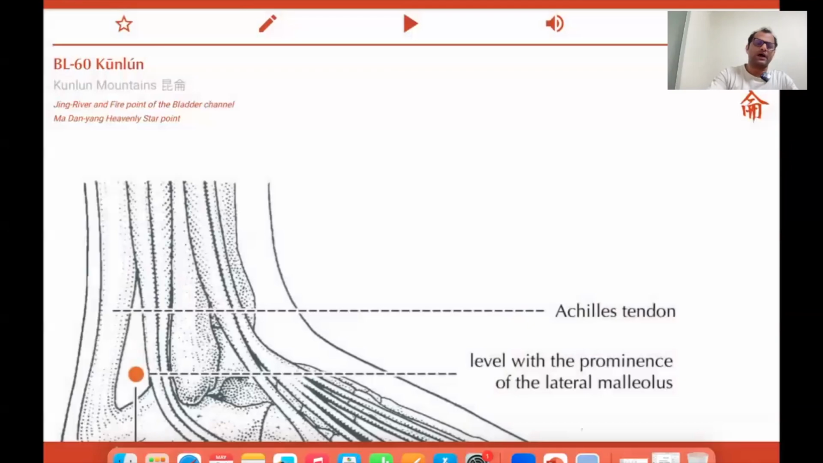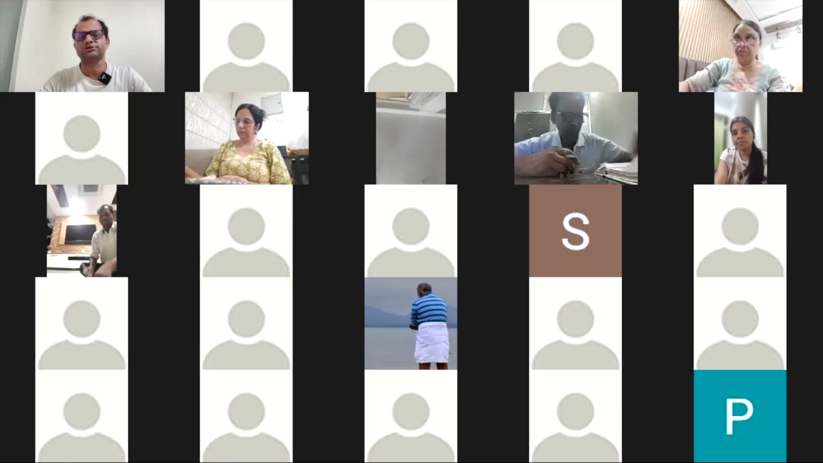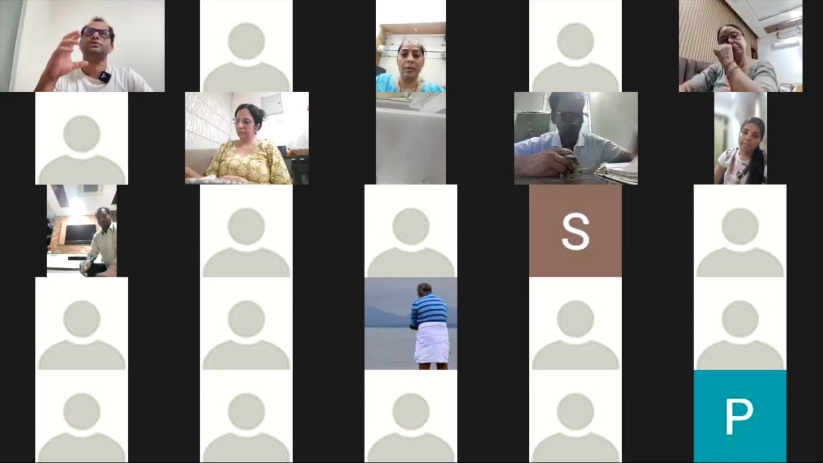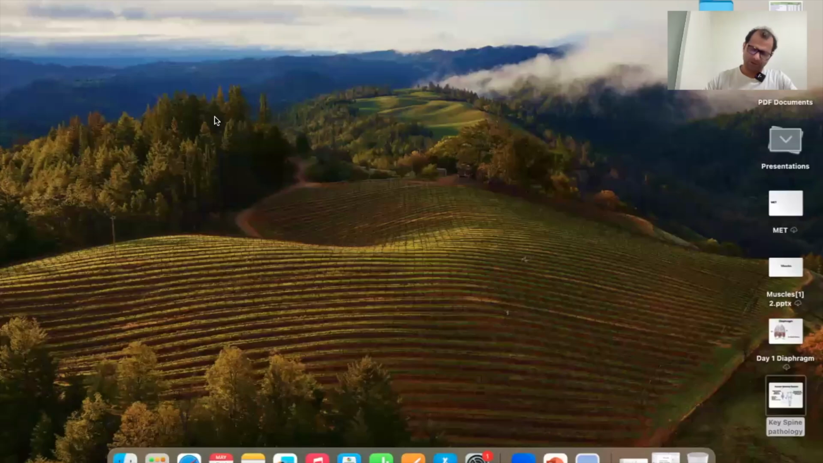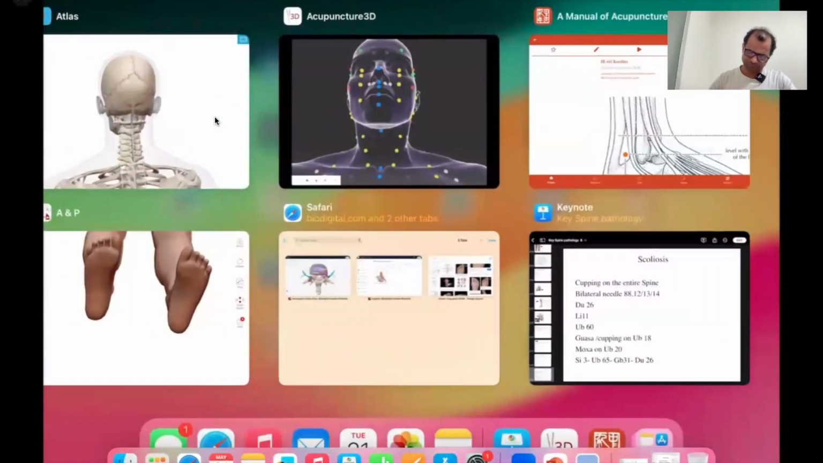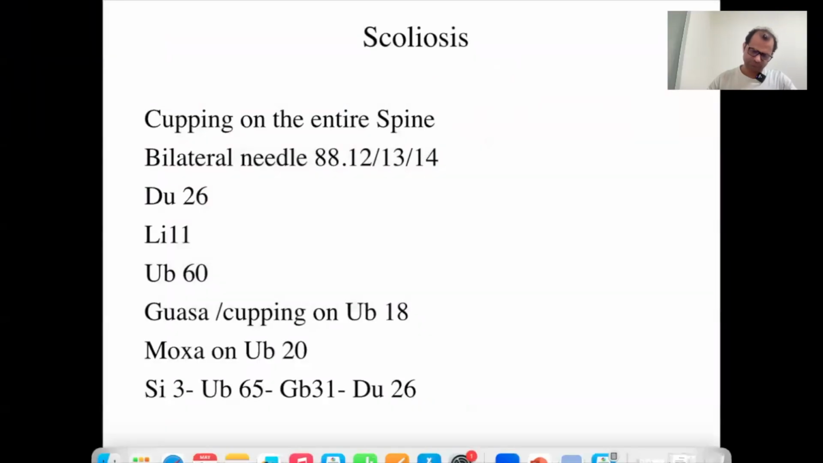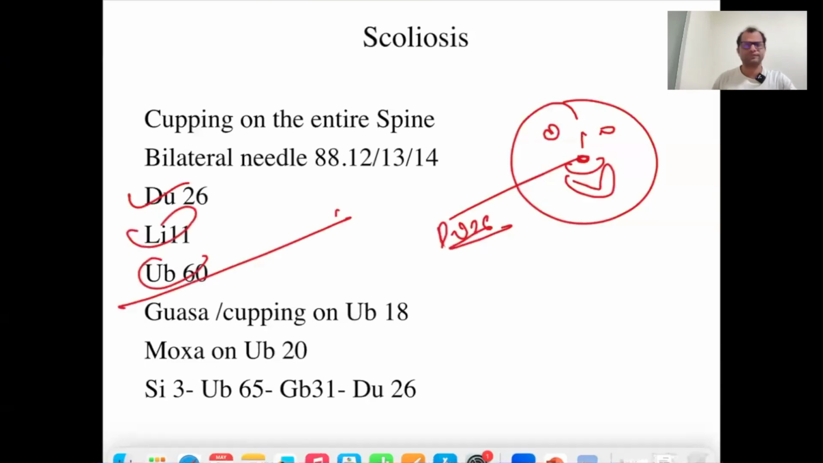फिर अलग अलग सिटिंग में आपको थोड़े से पॉइंट चेंज करना है. ये हमने एक पॉइंट लगाया. फिर अलग अलग सिटिंग में आपको थोड़ा थोड़ा पॉइंट चेंज करना है. Suppose in the one sitting you did the cupping, then putting the points bilateral. Then you're putting the DU26 point here. DU26 point, LI11 and UB60.